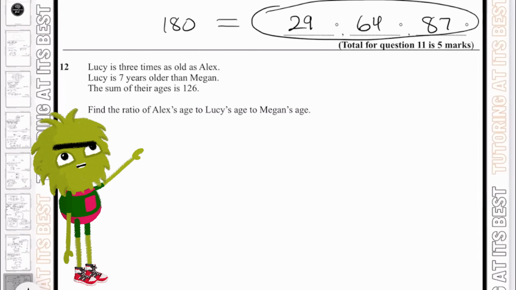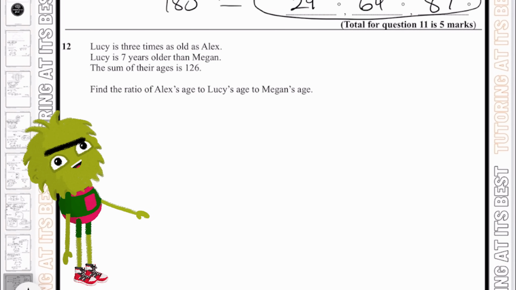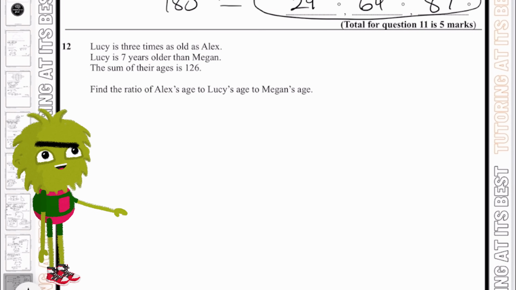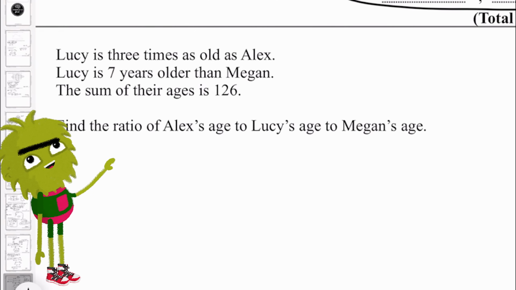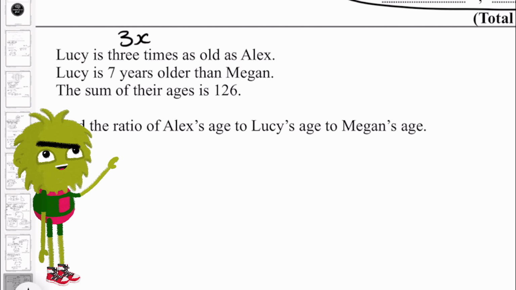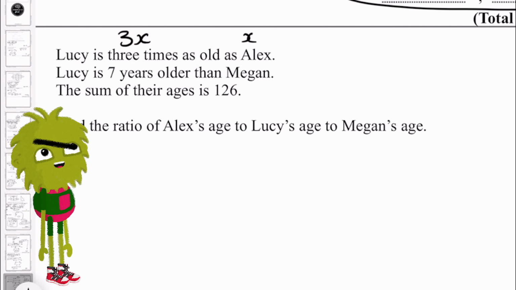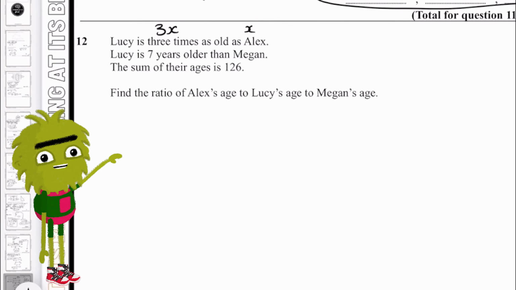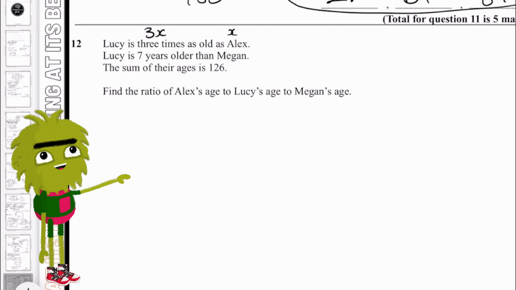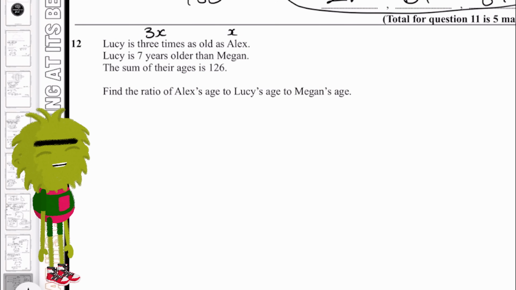Okay, let's finish off with the last question. Lucy is 3 times as old as Alex. So again, as you can see, Lucy is 3 times as old as Alex. We can simply write 3x, and Alex can be given an x. And Lucy is 7 years older than Megan. The sum of their ages is 126. Now find the ratio of Alex's age to Lucy's age and to Megan's age.